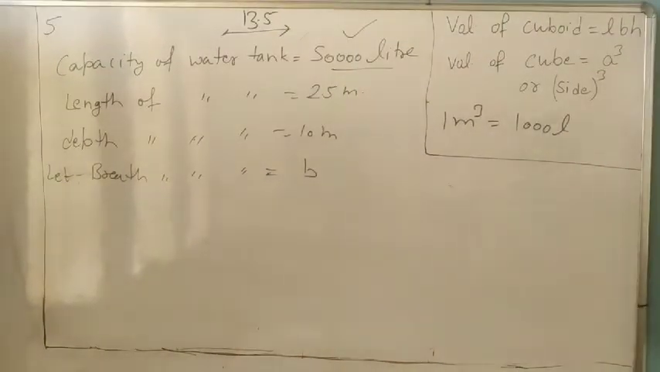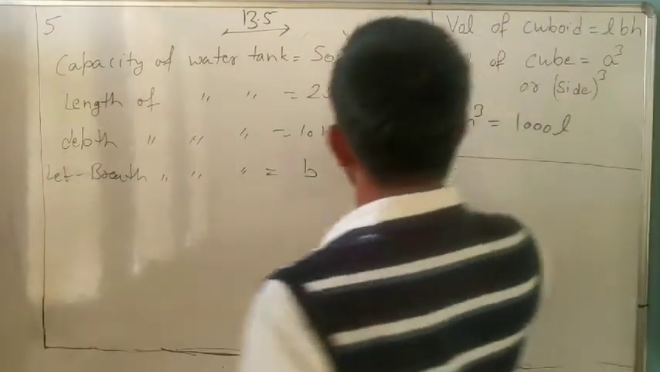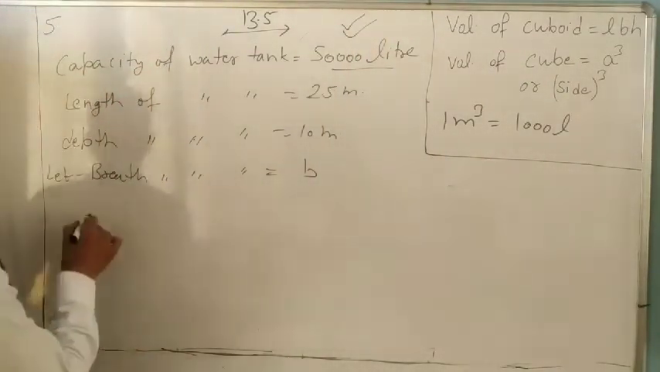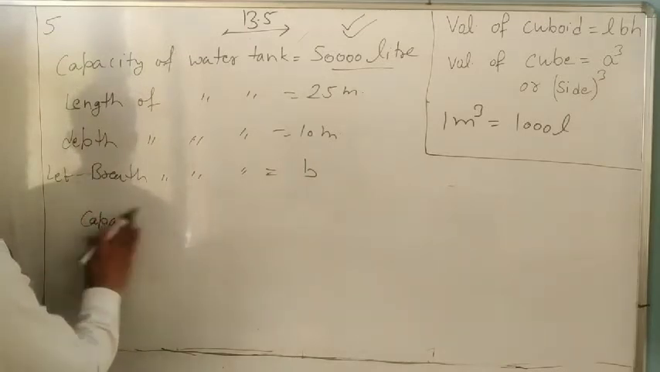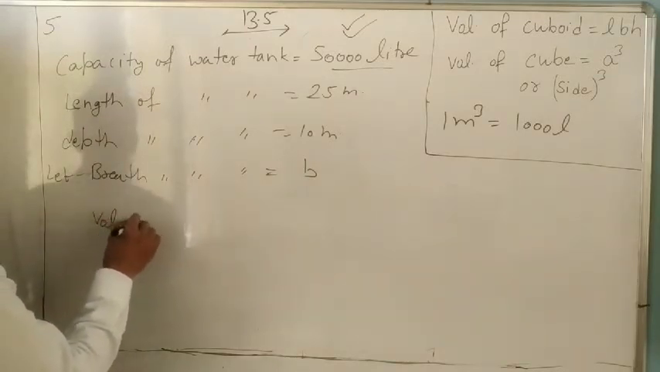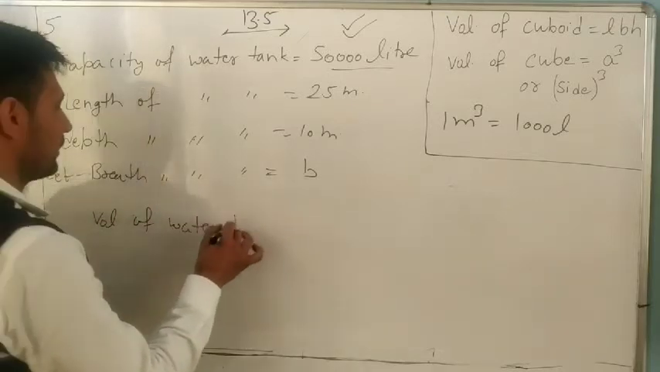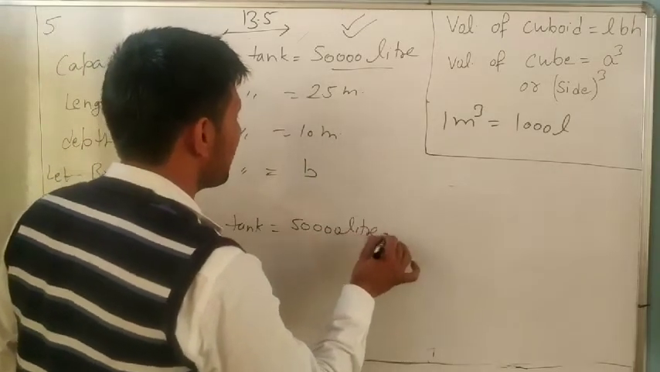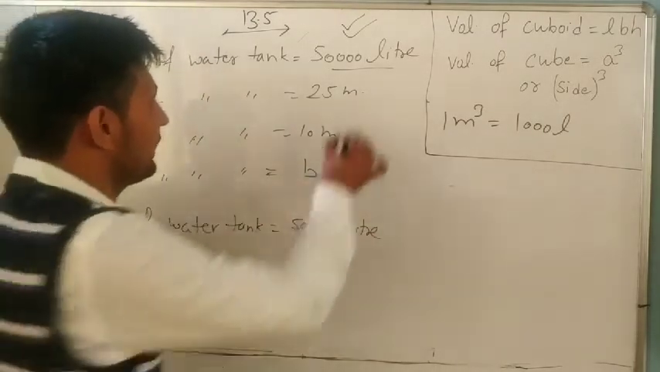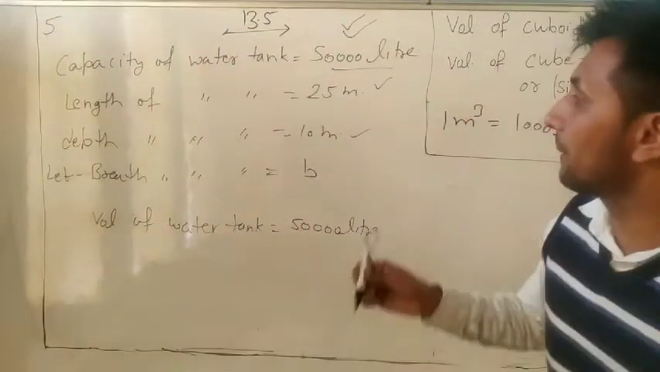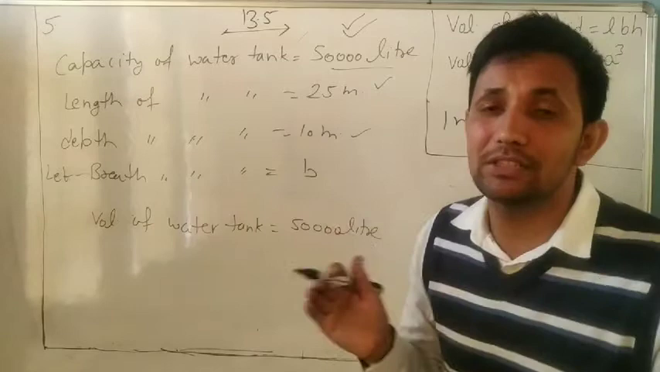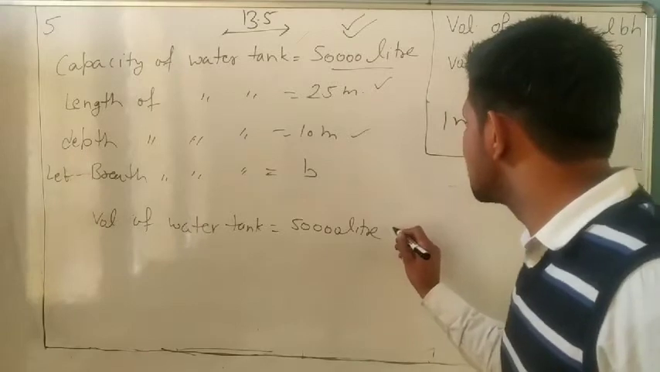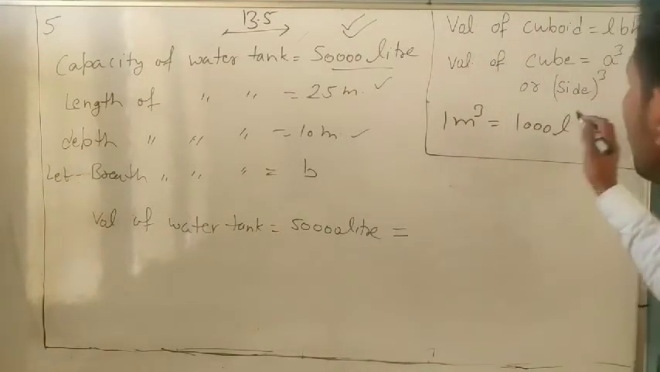Always remember one thing: here the volume is given. So write the capacity, the volume of the water tank, 50,000 liter. But length, breadth and height are given in meter, and whenever we multiply length into breadth into height, the answer always comes in meter cube or centimeter cube. But the volume is already given in liter, so we will change the volume into meter cube. How will we find it?